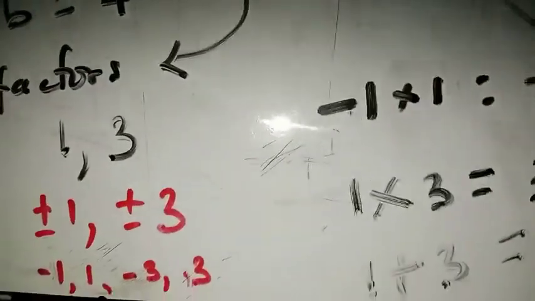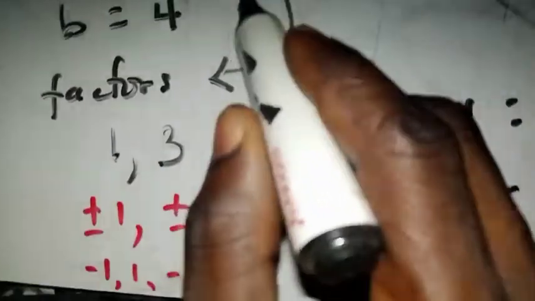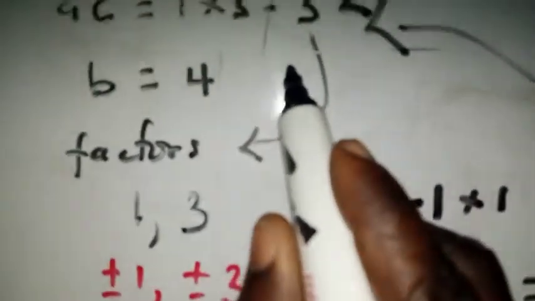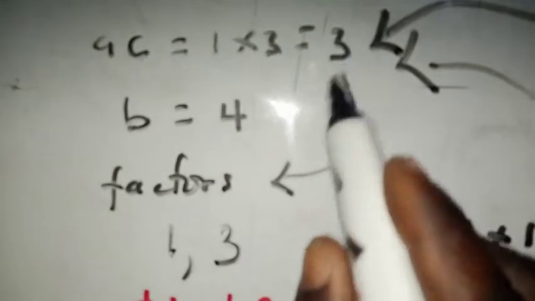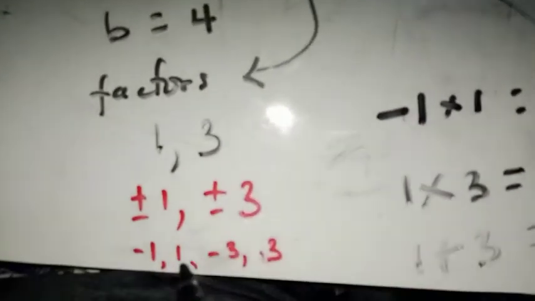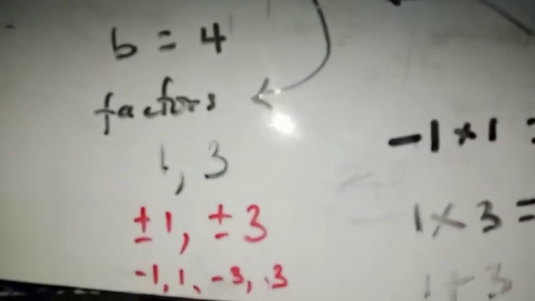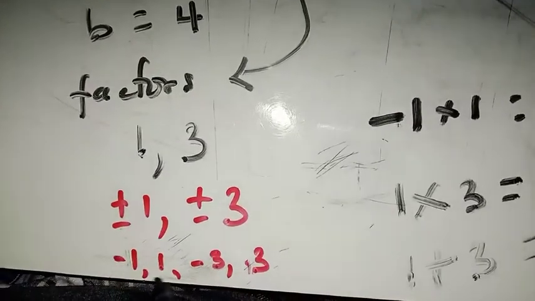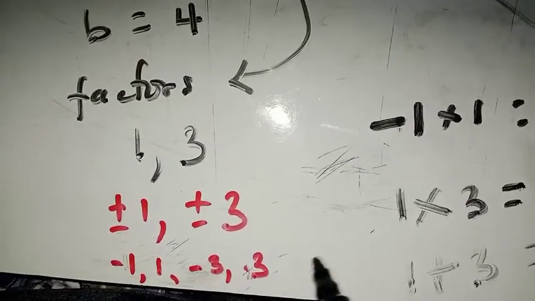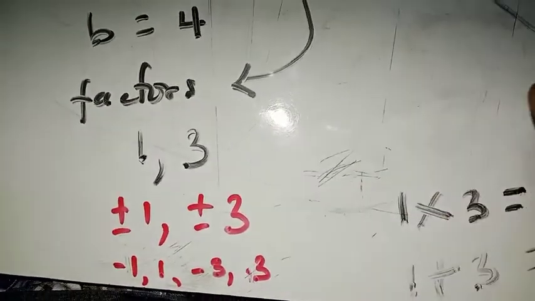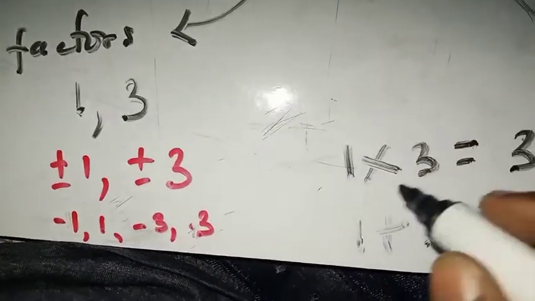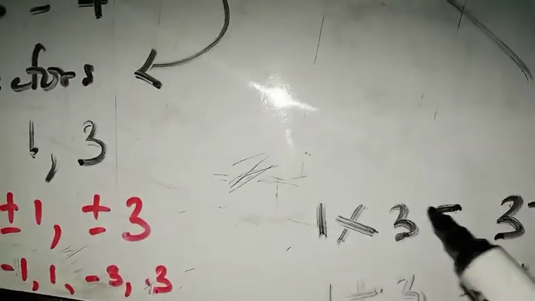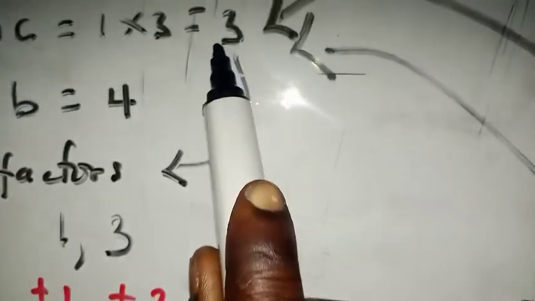So you have to find the factors of the AC. Your first step is to find the factors of the AC, right? The AC in this case was 3. After finding the factors of those 3, just pick any of the two factors, right? There's a condition attached to that. If I multiply those two factors that I'm picking, I should have the AC, which is 3.